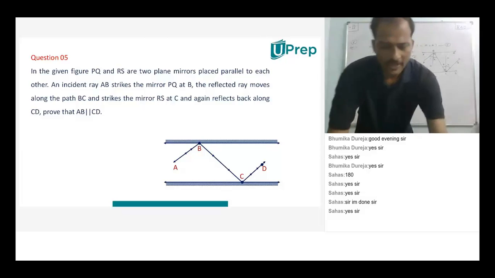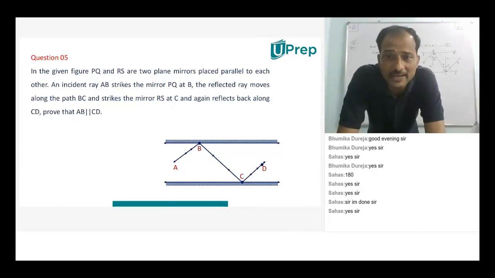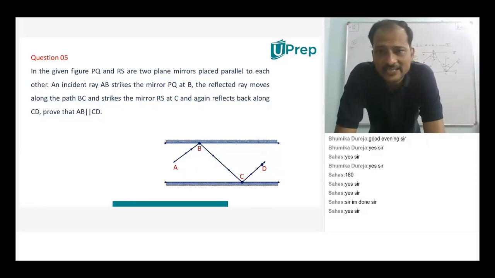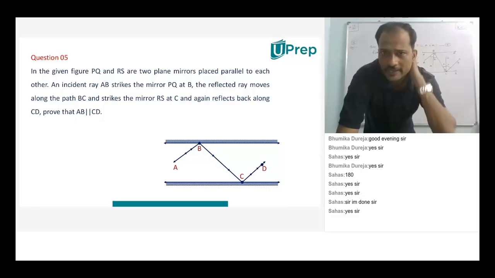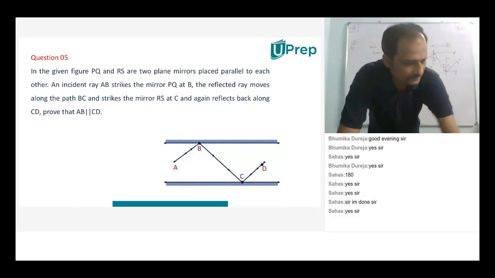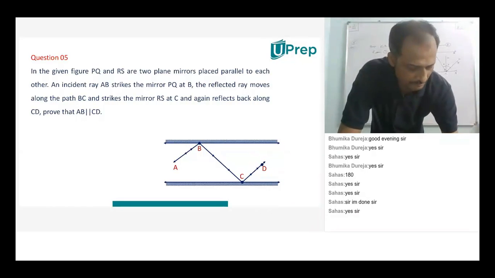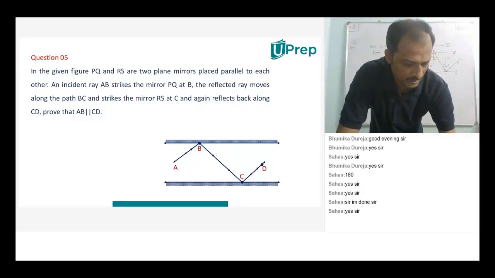Next line. Hence the lines are parallel. Last line, write down: therefore, AB parallel to CD, hence proved.